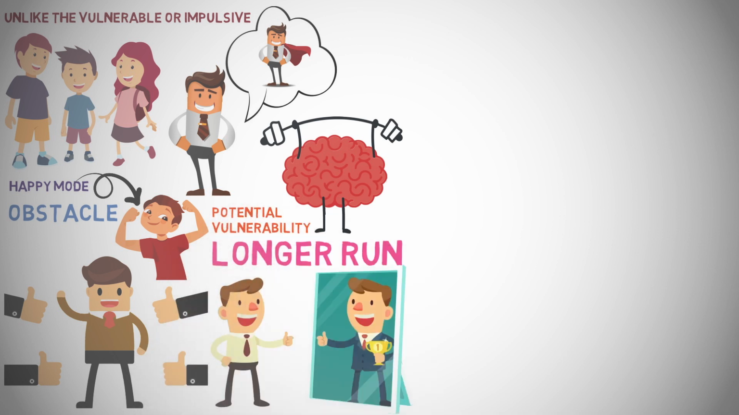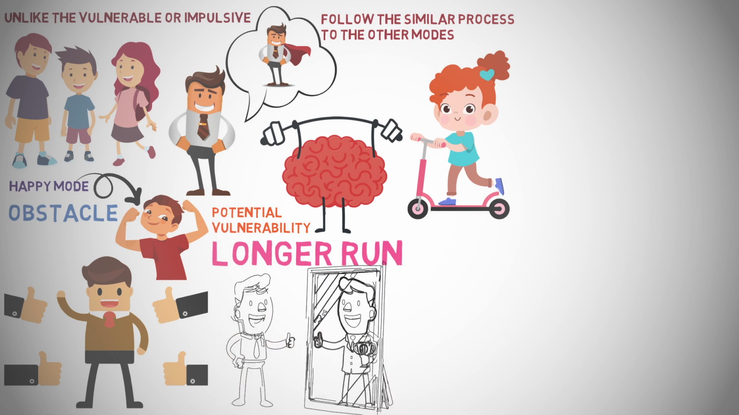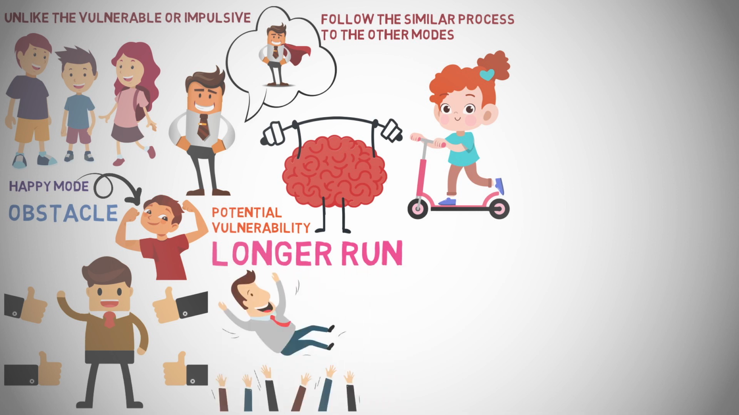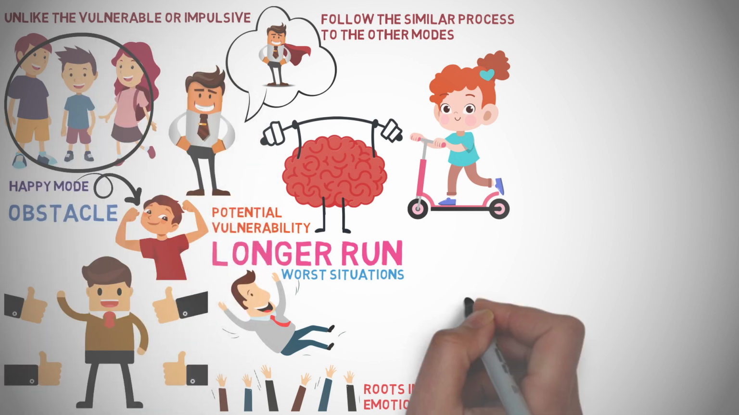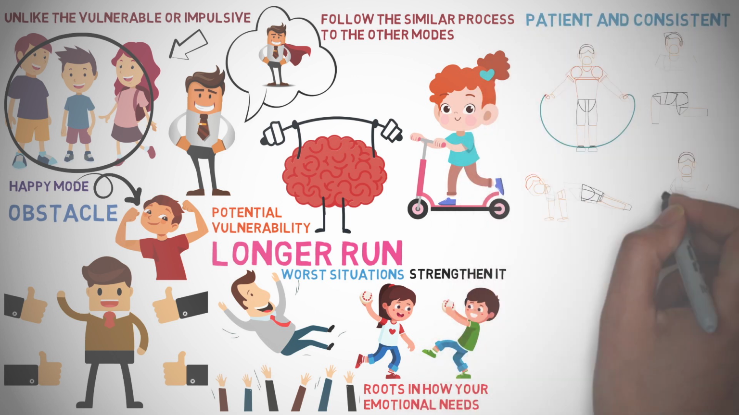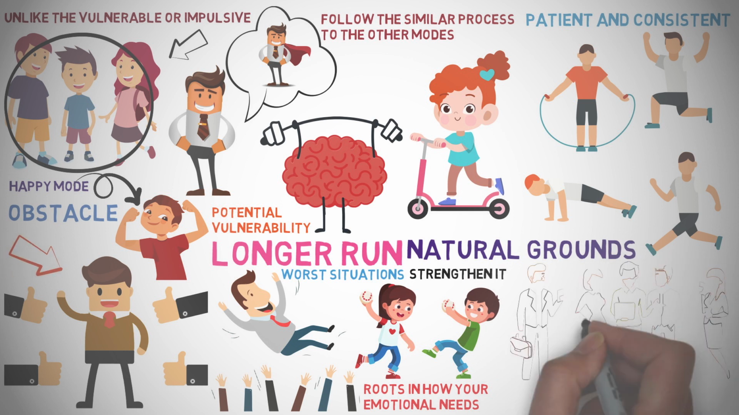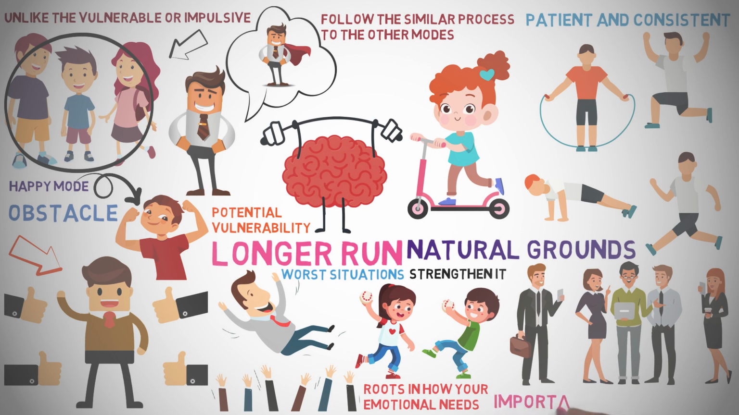To do so, you will have to follow a process similar to the other modes. First of all, get to know your happy child mode to its depth. You need to know what it is that keeps you contented even in the worst situations. It must have its roots in how your emotional needs were responded to in your childhood. Reflecting on those happy childhood memories, you must further strengthen it by doing what intensifies your happy child mode. You are suggested to be patient and consistent with the exercise to build it on natural grounds. Furthermore, being realistic and including others is also considered important in this regard.